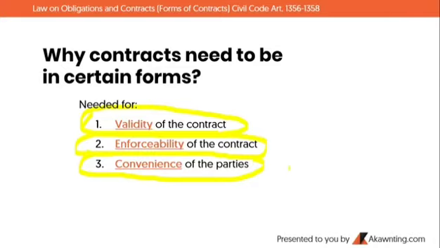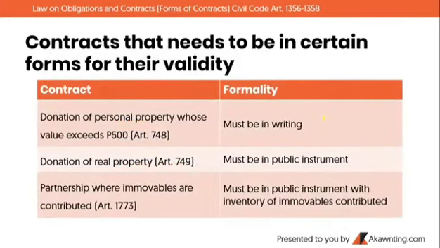Okay? So, magbibigay tayo ng example sa bawat reasons ng formalities. Okay? So, unahin muna natin yung mga contracts which are needed to be in certain forms in order to be valid. So we have 7 examples. So ayan, tinable natin sila. So inuulit ko, ito po yung mga contracts that need to be in a certain form in order to be valid. Kasi kung hindi sila sumunod sa tamang formality, anong mangyayari?